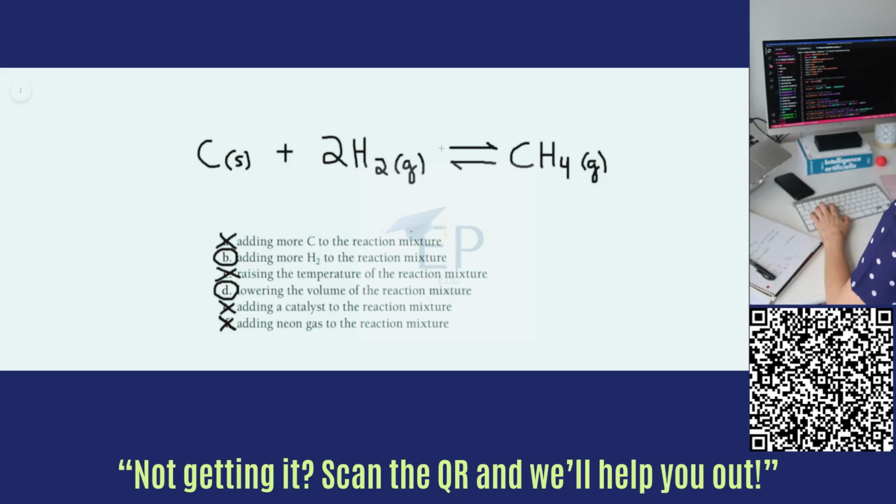So the only things that would favor products would be adding more H2 here, or lowering the volume and shifting towards the side with a fewer number of moles of gas.